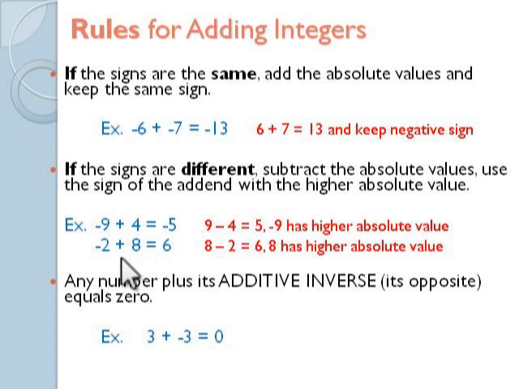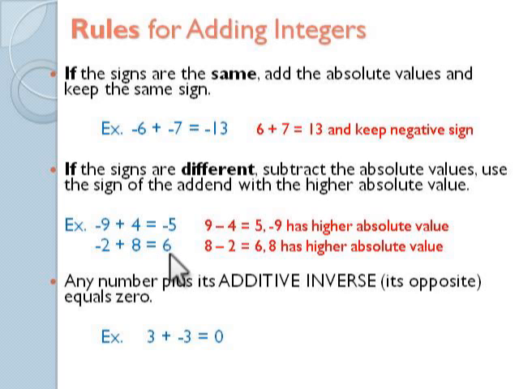Now let's look at this one. Negative 2 plus 8. So we're going to forget the negative on the 2. We're just going to take a 2 and an 8. If we take 8 minus 2, we get 6. 8 is the number that's farther from 0, and since it's positive, our answer will be positive.